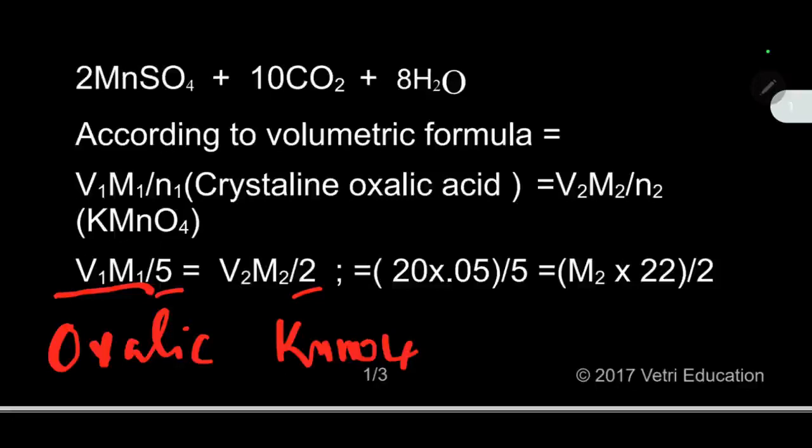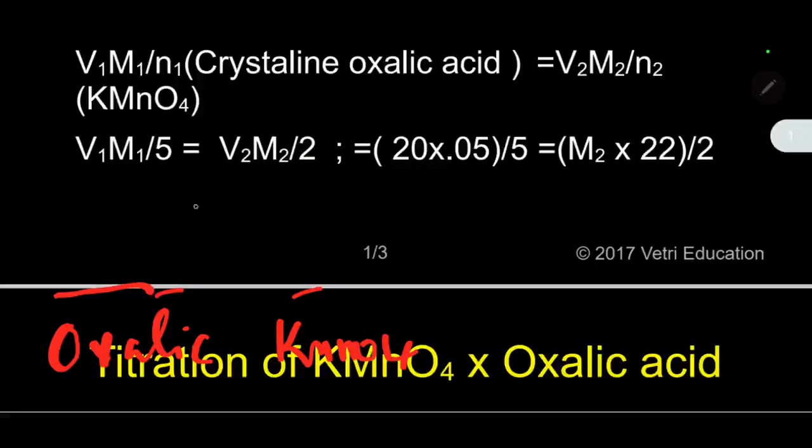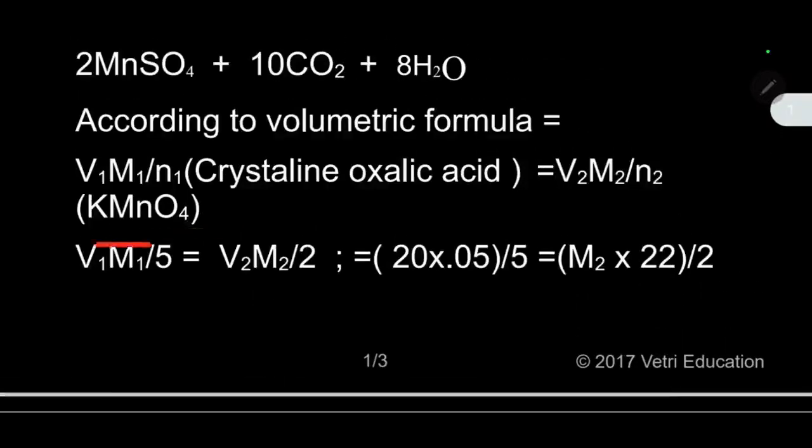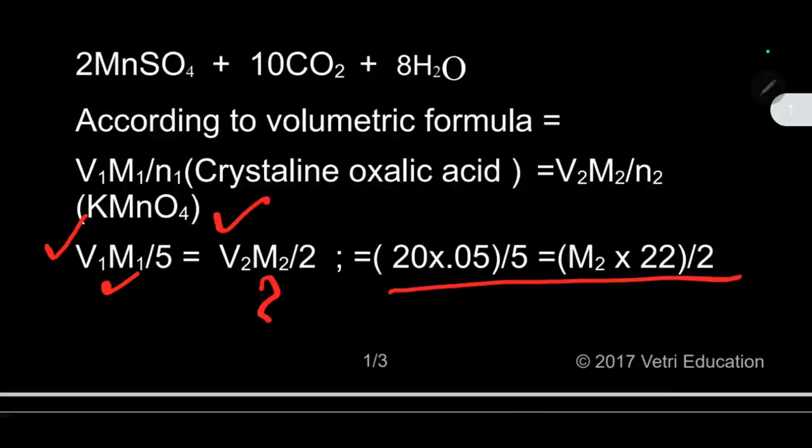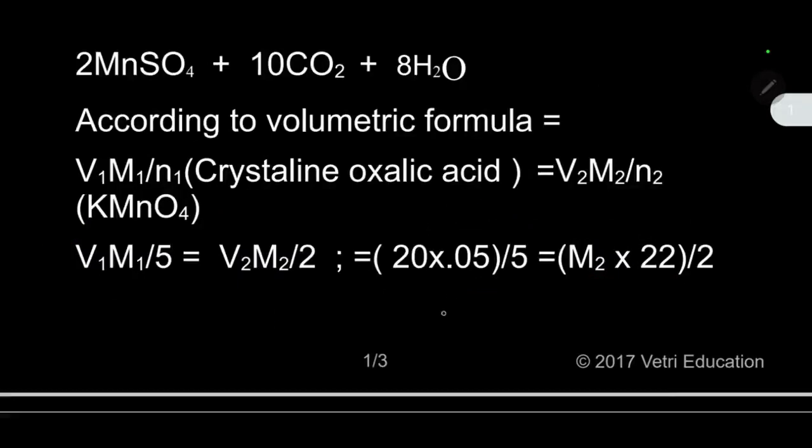Now, we know this is the standard solution of crystalline oxalic acid, volume 20 ml, and M1 from the calculation is 0.05 M. Coming to potassium permanganate, the volume we have noted is 22 ml. So we have to estimate the strength, that is the molarity, of potassium permanganate, M2. So I am now substituting here: 20 ml of crystalline oxalic acid, molarity 0.05, divided by 5 moles, is equal to M2, the molarity of potassium permanganate, with the volume I have noted from the burette, that is 22 ml. So the mole is 2. By doing this calculation we get M2.